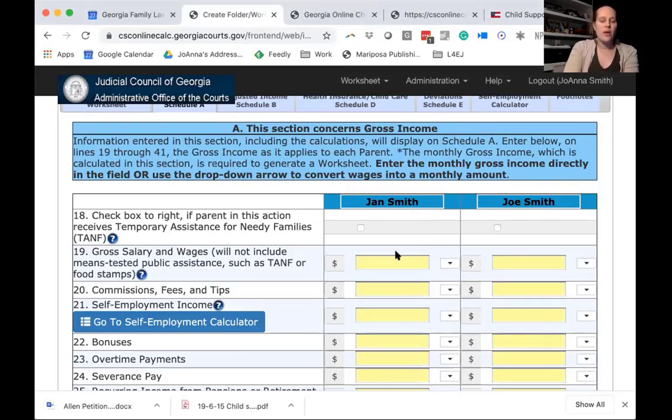The most important number in the child support worksheet is going to be this gross salary and wages. And this is important here. So no means tested public assistance. So not TANF, that cash payment, and you're not going to include things like food stamps. So in this case, minimum wage is about $12.69. So if they each made minimum wage from a W-2 type of job, it would be like this.